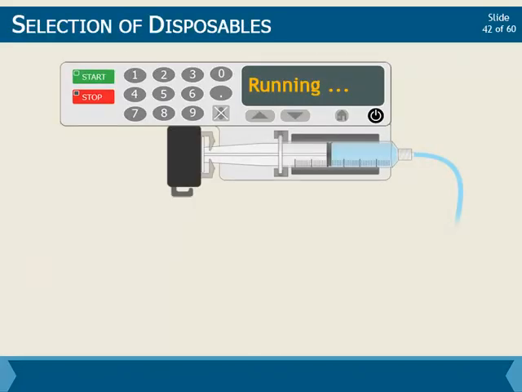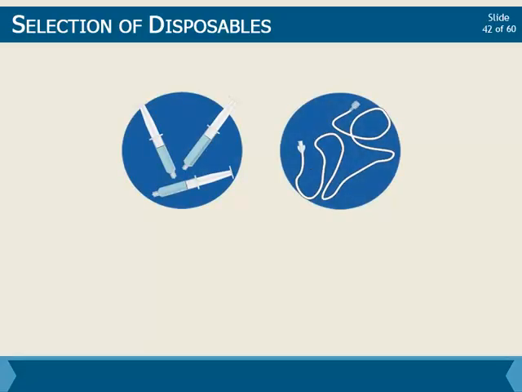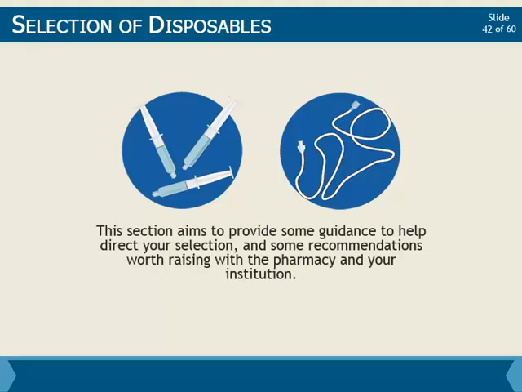While the mechanical design of syringe pumps has some inherent limitations which can affect medication delivery, the selection of your disposables, such as syringes and tubing sets, plays an equally important role in minimizing variations in delivery. You may have a choice in the disposables you use, or you may be limited to a few choices, such as having only a defined set of pre-filled syringes provided to you by the pharmacy. This section aims to provide some guidance to help direct your selection and some recommendations worth raising with the pharmacy and your institution.